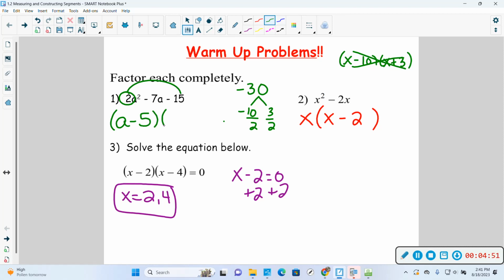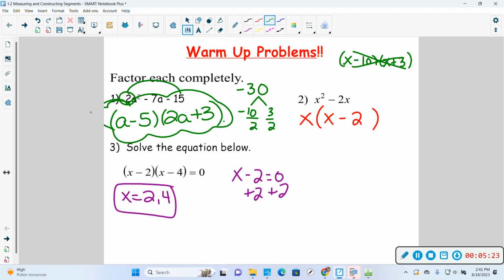Now, 3 over 2, of course, doesn't divide out, so it doesn't reduce either. The bottom number, the denominator, goes first in front of the variable, and then the numerator. And you can see if you distribute this, you have 2a squared, 3a minus 15a, there we go, minus 15. Got it. So there's other ways to factor it besides what I showed you. So if you have a different method you like, I don't care, you can use it.